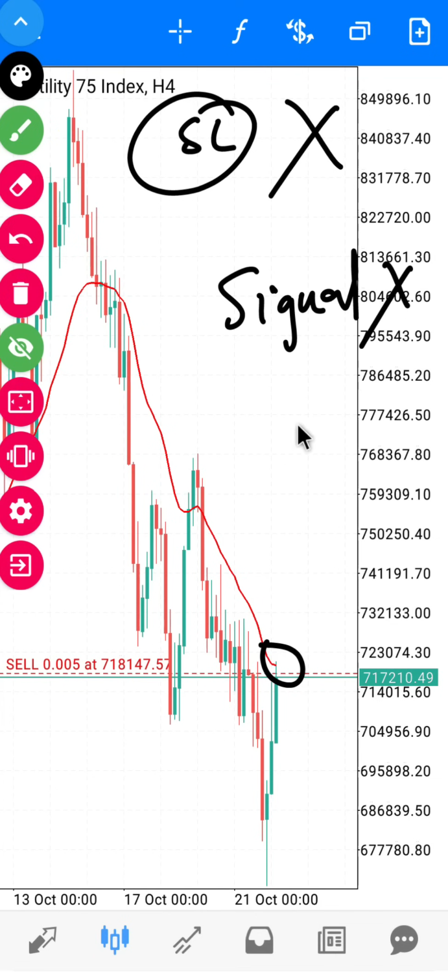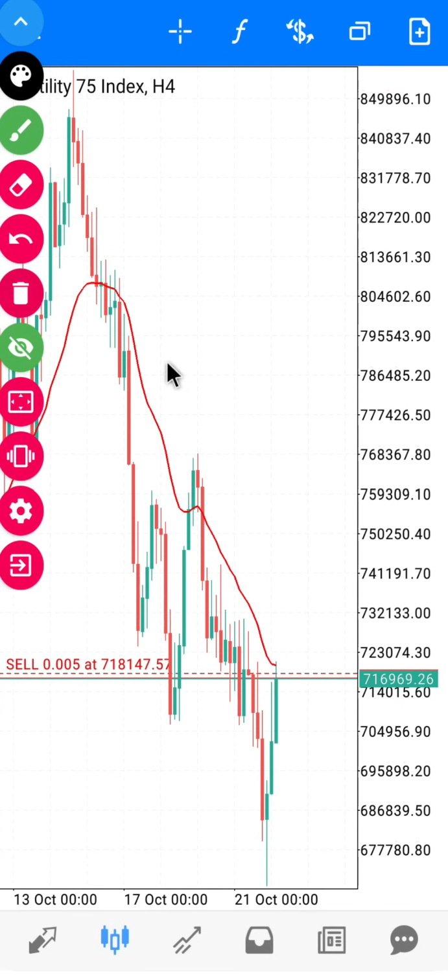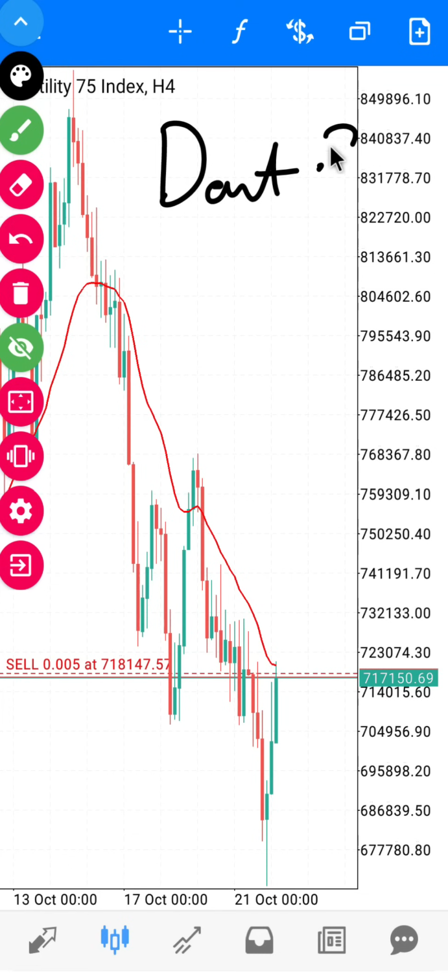Stop loss must be there. The signal must be there. At least, but that stop loss, we're not just placing it. We need to calculate it. And I'm going to show you how to actually do that. Okay?